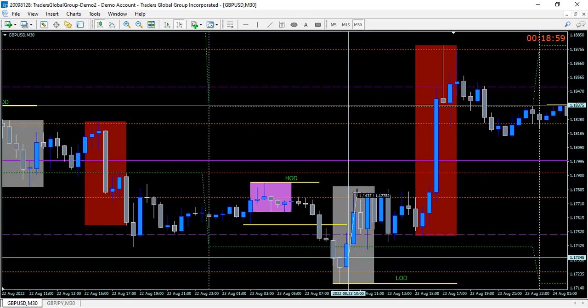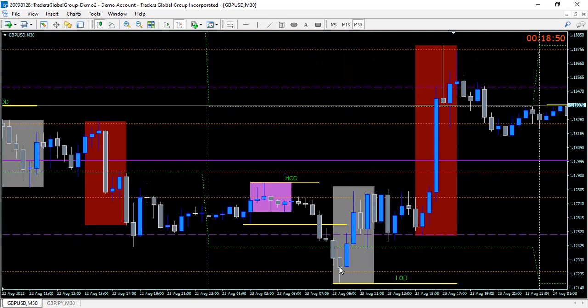And there you go. That's another 40 pip move right there. We pin hammer. We locked in a low. When you get a pin hammer, we locked in a low. You pin hammer, you engulf. The low is locked in. They're not coming back this way again.